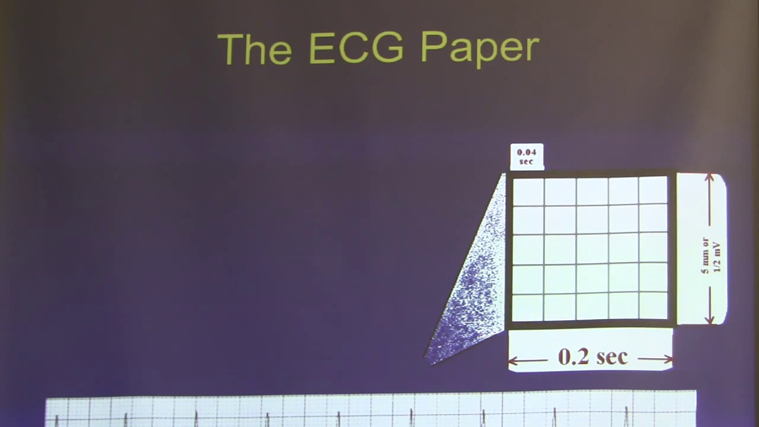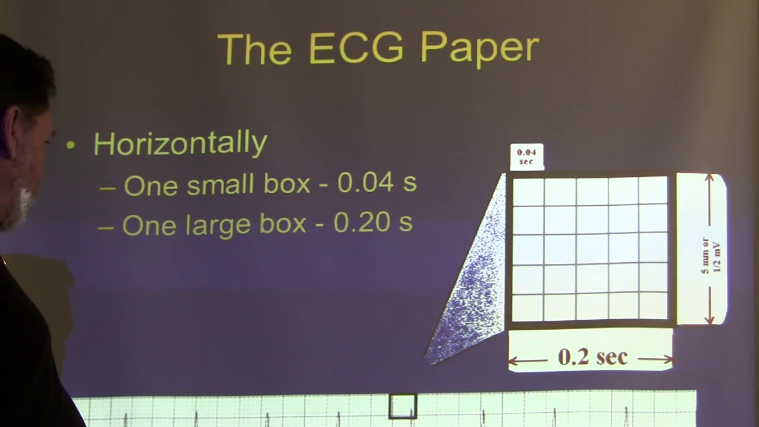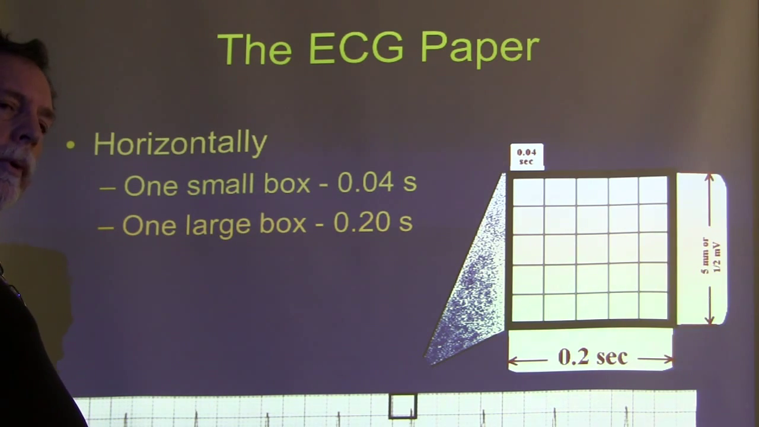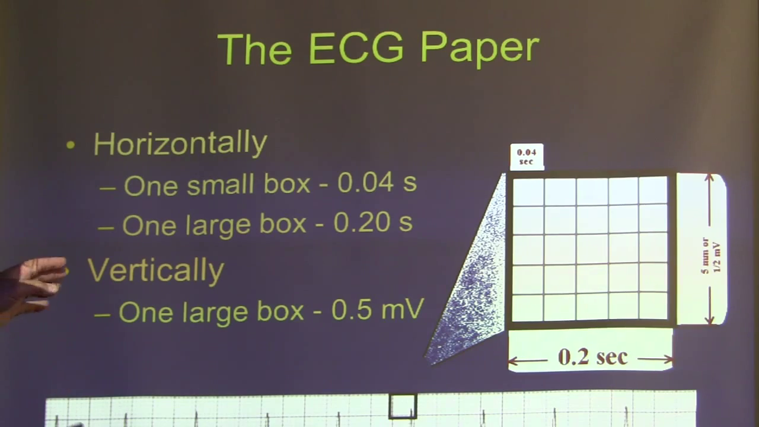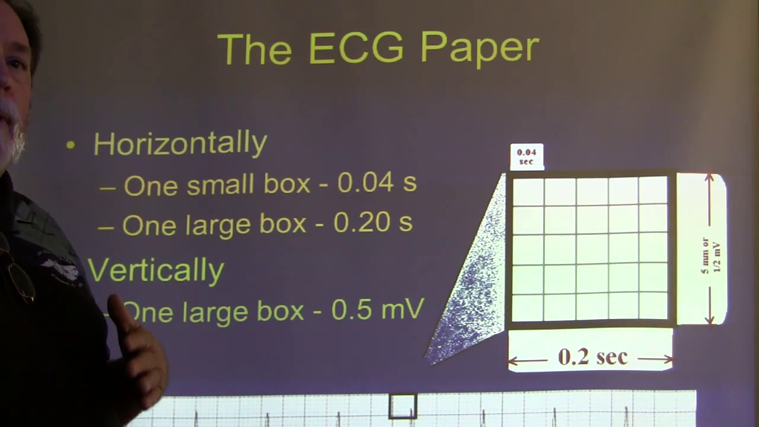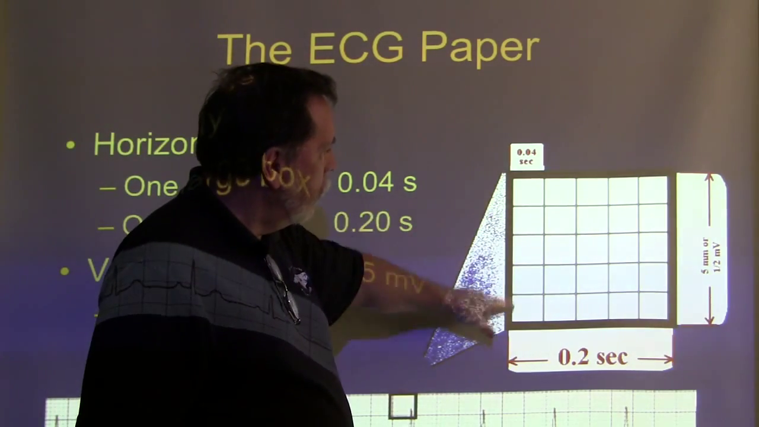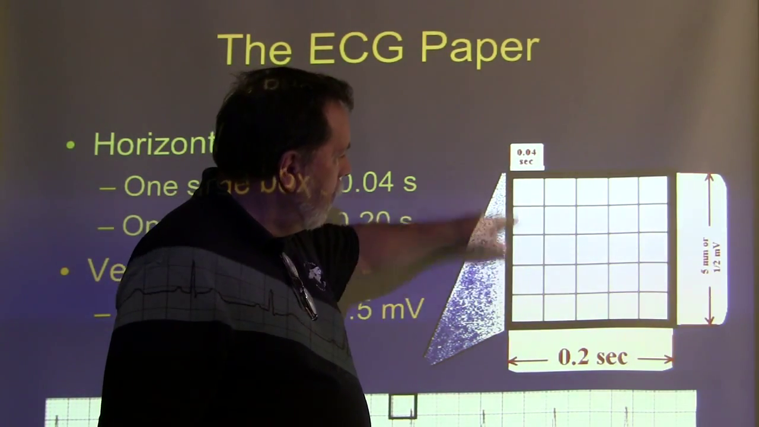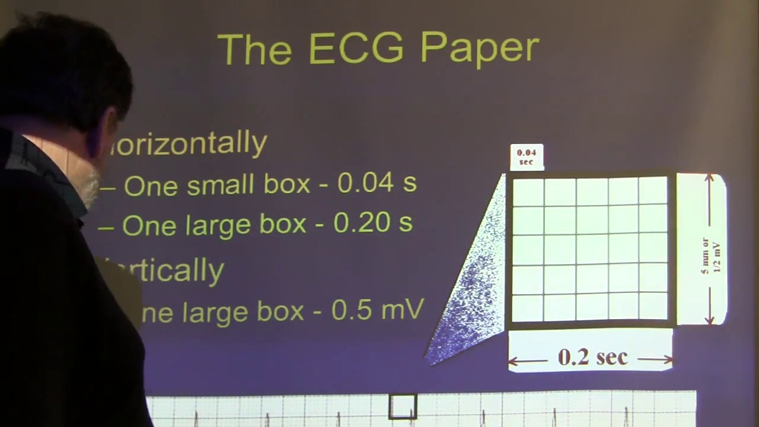ECG paper is illustrated here. It's got some small boxes and some big boxes on it. You probably won't see a lot of the actual paper anymore because we used to use this in the old days, but they don't really use that much of it anymore. But you still need to understand it because you're still going to see representations of that. Each large box is about a half a millivolt in height. In other words, a signal that will go from here to here is about a half a millivolt in size.